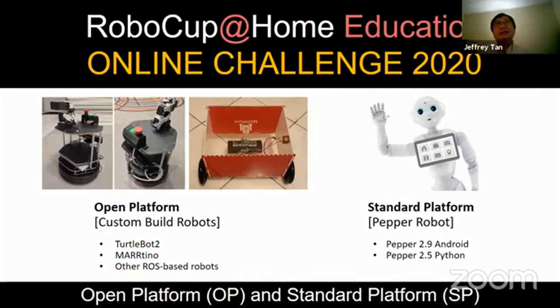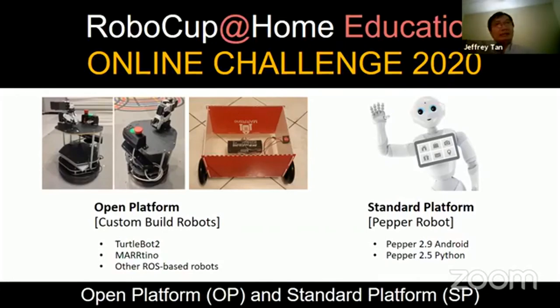So today is the open platform final. We have 14 teams, 7 teams from the open category and 7 teams from the junior category, fighting for the final. Then tomorrow we will have our standard platform teams, where everyone is using a standard robot platform, which is the Pepper robot by SoftBank Robotics.